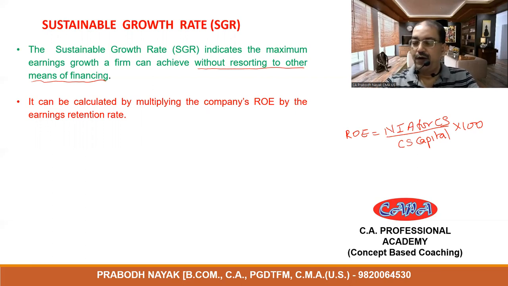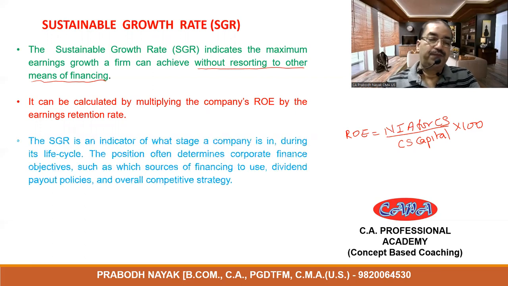after payment of tax, after payment of preferred dividend, divided by common stock capital, that is equity capital, multiplied by 100. Okay, third part. The SGR is an indicator. Many students are not aware of this point. The SGR is an indicator of what stage a company is in during its life cycle. The position often determines the corporate finance objectives, such as which sources of finance to use, dividend payout policies, and overall competitive strategy.